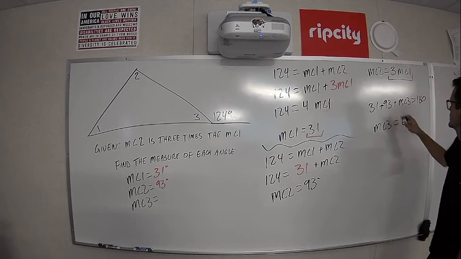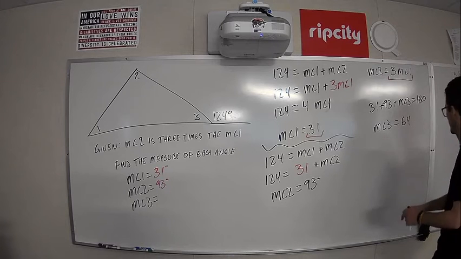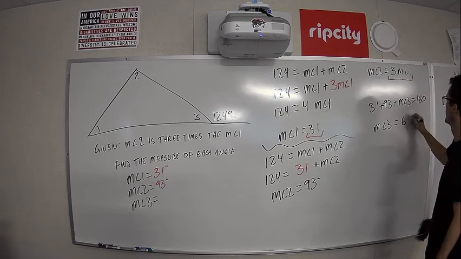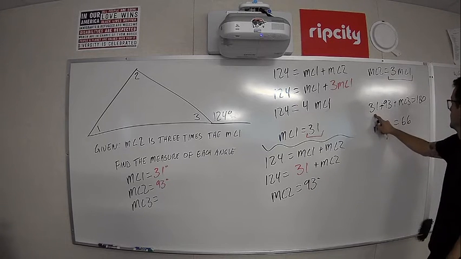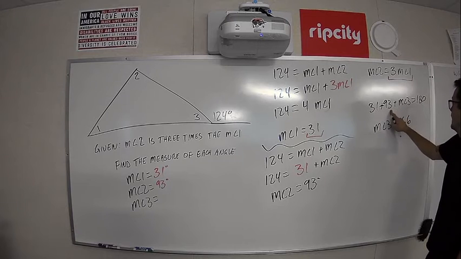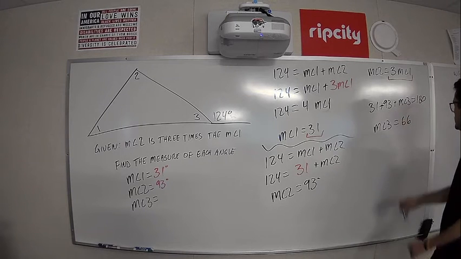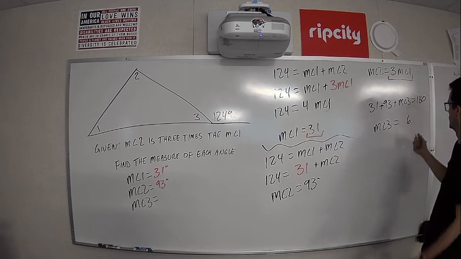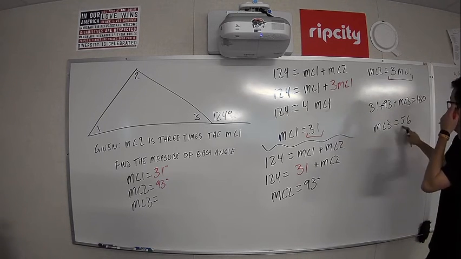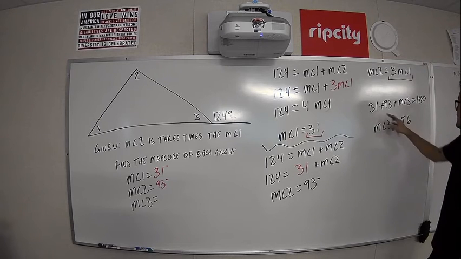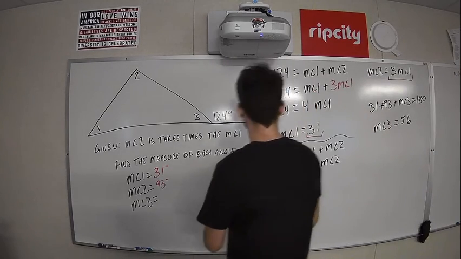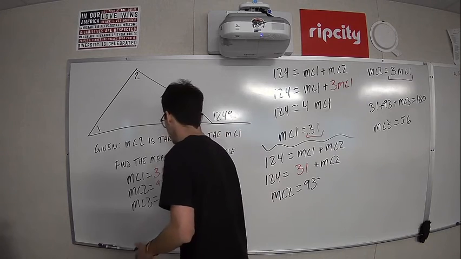64 plus that. Nope, that's not right. 66? I feel better about 66. Because 66 plus 31 is 97. That gets us to 100. Oh, geez, I made another mistake. Good thing I'm checking myself. I think it's 56. 56 plus 31 is 87. If I add 3 to that, that is 90. And then if I add 90 to 90, that's 180. That checks out. So the measure of angle 3 is 56 degrees.